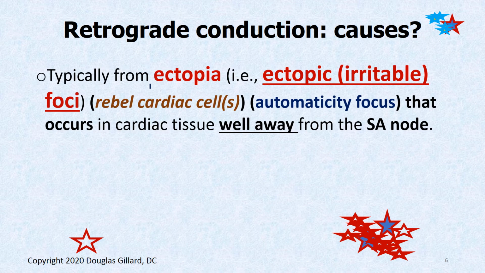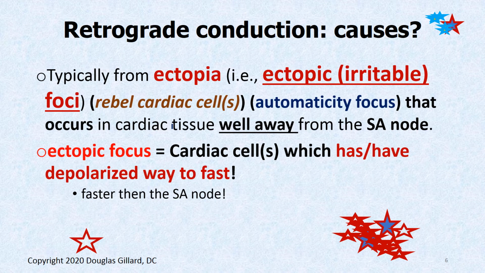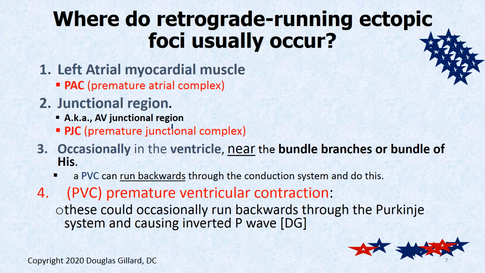Well, ectopia, that is, away from the SA node. Like, how about in the junctional region of the heart? How about the AV node beating the SA node to the punch? That could do the trick. So ectopia is a premature beat. That is a depolarization of tissue other than the SA node. Sometimes it's called an ectopic foci. Rebel cardiac cells, if you will. They're rebels because they're depolarizing ahead of time. Ectopic foci, cardiac cells which have depolarized way too fast.